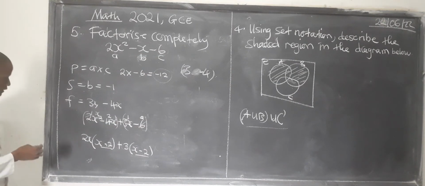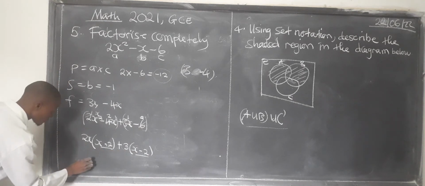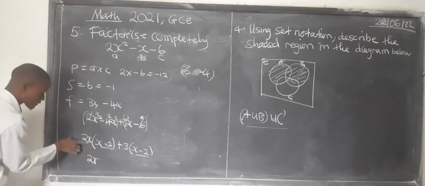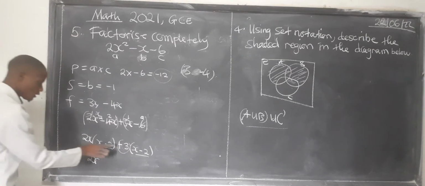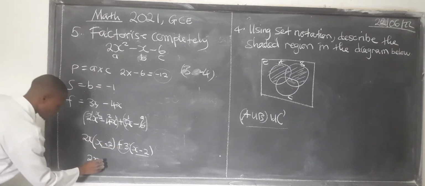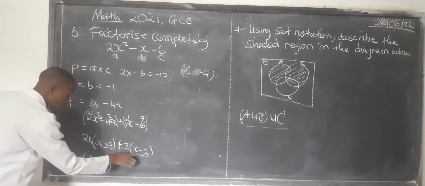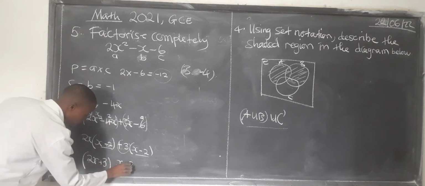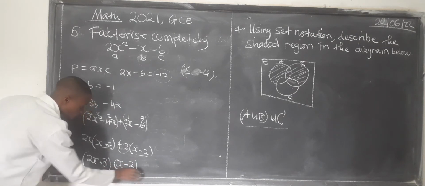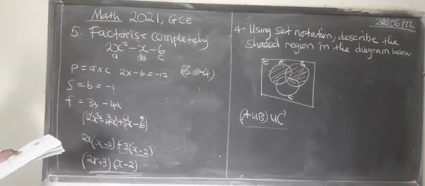When you do that, you write one of these inside the bracket. You can write this one first. 2x, which is outside the bracket, together with the other number which is outside the bracket. And you don't forget its sign, which is the plus 3. Then you get one of these, they're just the same, so just get one, which is x minus 2. So you have factorized the expression completely.